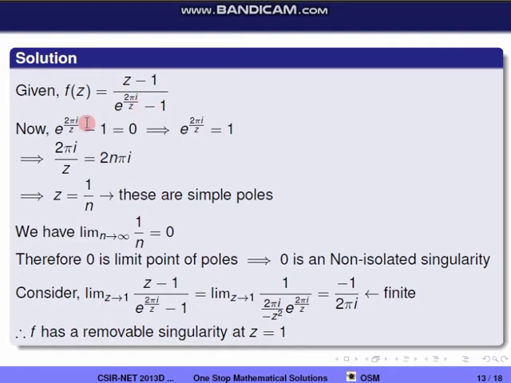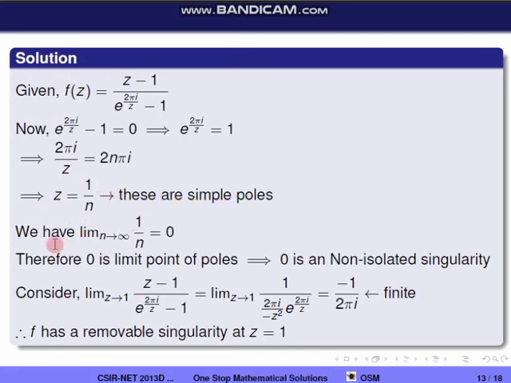So the pole is found by equating the denominator to 0. So e power 2 pi i by z minus 1 is equal to 0, which implies e power 2 pi i by z equals 1. We know for 2n pi i, e power becomes 1. So this implies 2 pi i by z is equal to 2n pi i. So from this we are getting z is equal to 1 by n. Essentially these are poles of order 1. So these are simple poles.